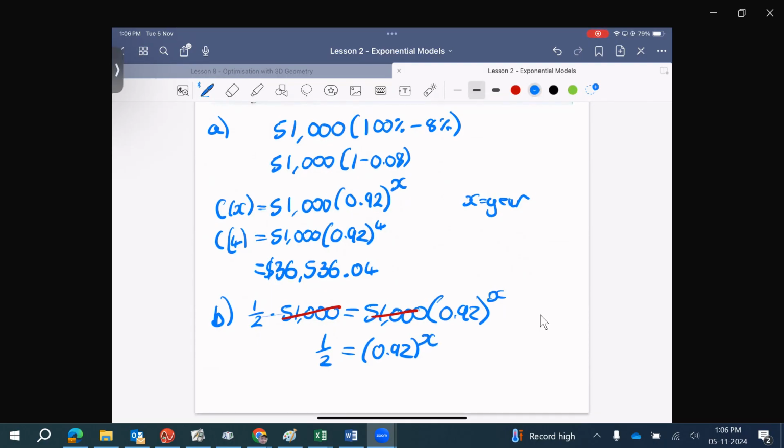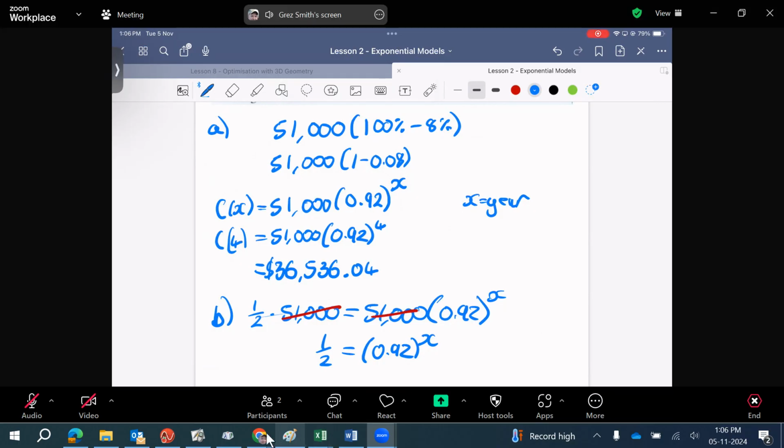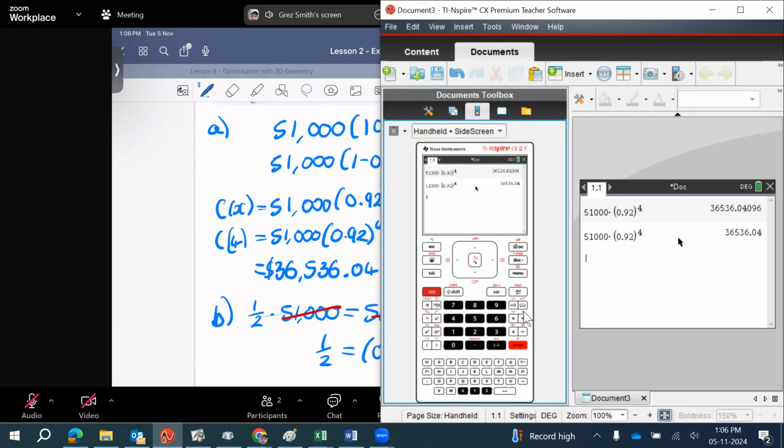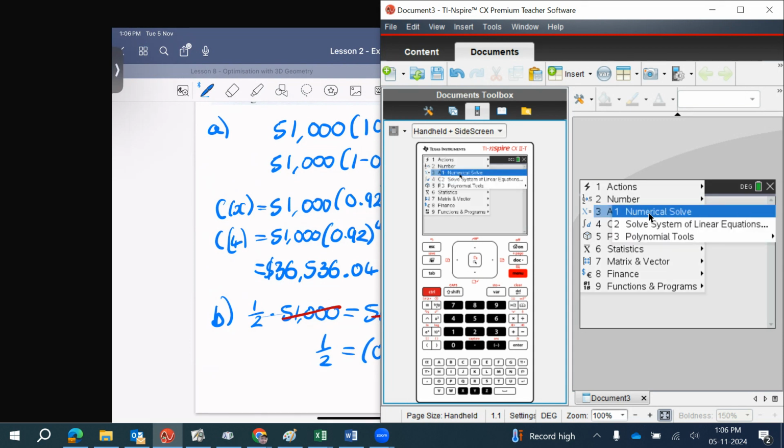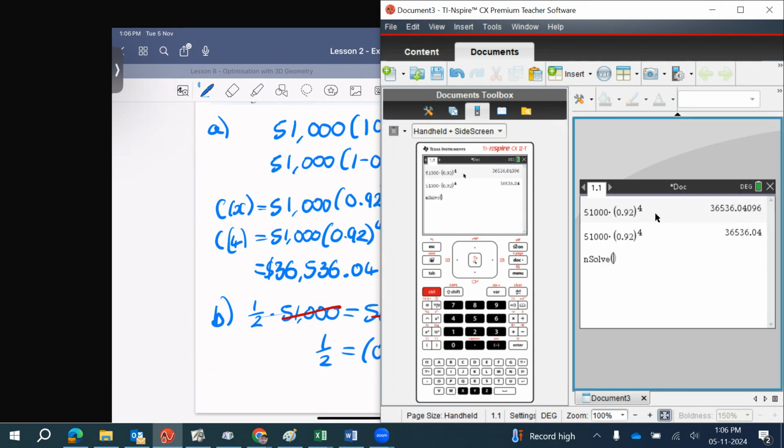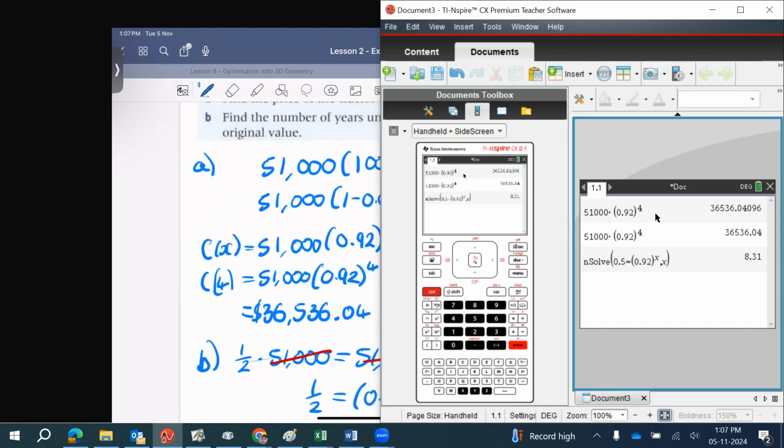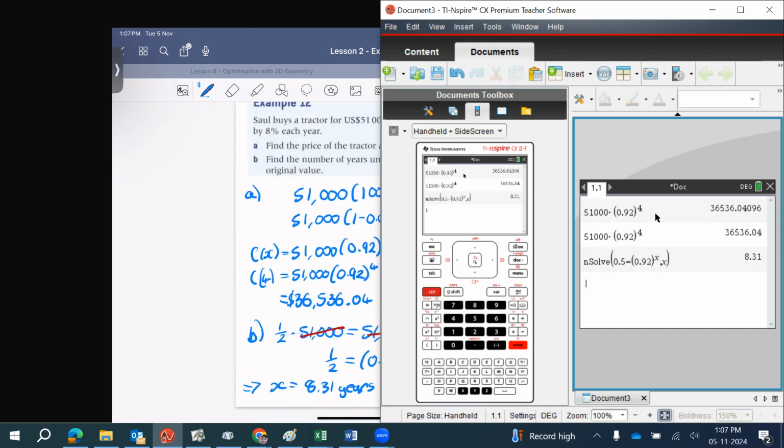So we want to solve this on our calculator. I think the best technique at this point is to use NSolve. So menu, algebra, NSolve. We want 0.5 to equal 0.92 to the power of x, and solve for x. This is when we get x is equal to 8.31 years. Now, reread the question: find the number of years until the tractor is worth half its original value.